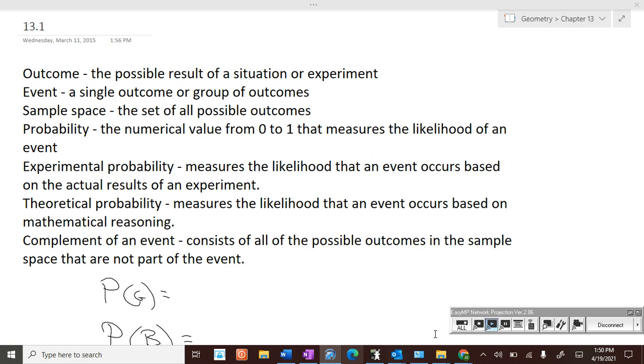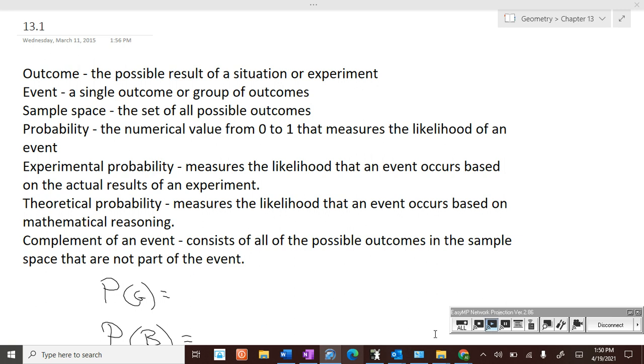An outcome is a result of some situation or experiment. Like, I'll talk about rolling a die all the time in this chapter. If you roll a die, how many sides are there in a die? Like a pair of dice, and one of them is a die. 6 sides. So if you roll it, you've got 6 different outcomes: a 1, a 2, a 3, a 4, a 5, and a 6. Okay? Those are outcomes. An event is a single outcome or group of any outcome. The sample space is a set of all possible outcomes.